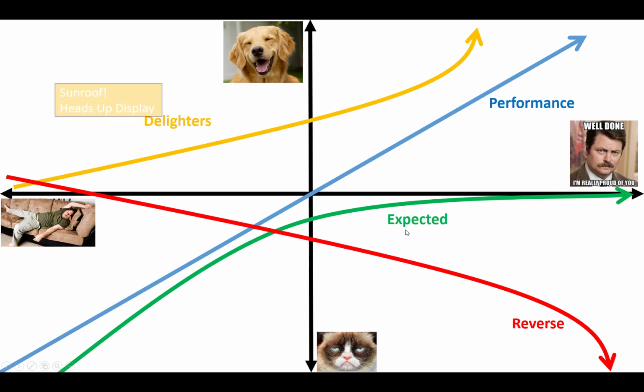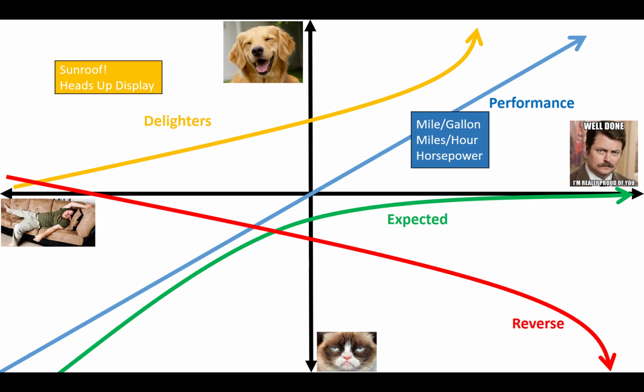So let's go through some examples here. We're going to talk about a car. In a car, delighters are generally things like a heads-up display or a sunroof, right? These are the exciting things. These are the cool features that you wouldn't necessarily buy a car based on, but you're excited that they exist. Next one, performance. These are miles per gallon, miles per hour, horsepower, number of cup holders, number of seats, cubic feet of cargo space, all that kind of stuff. Stuff that we can directly compare one to the other.